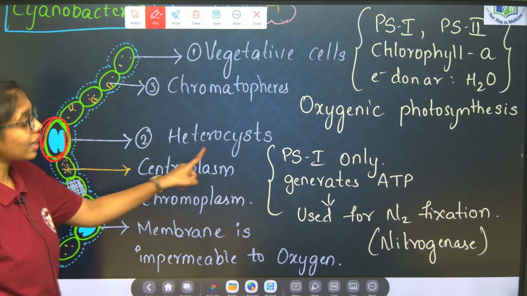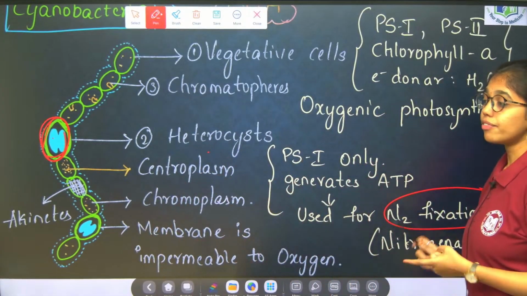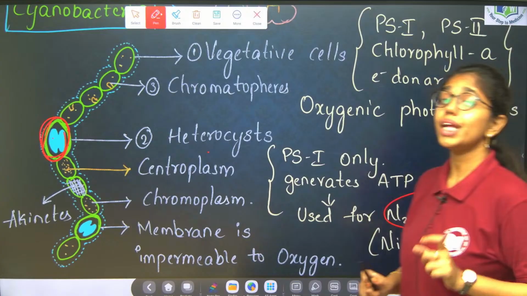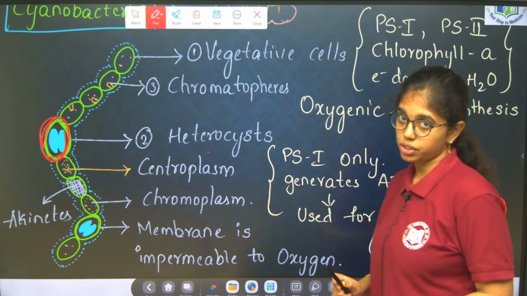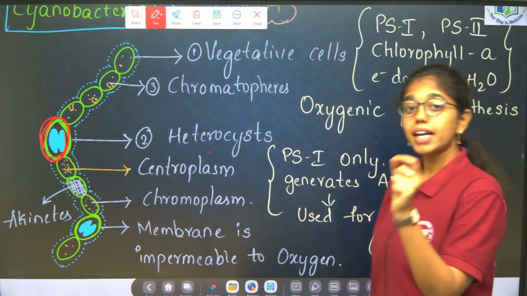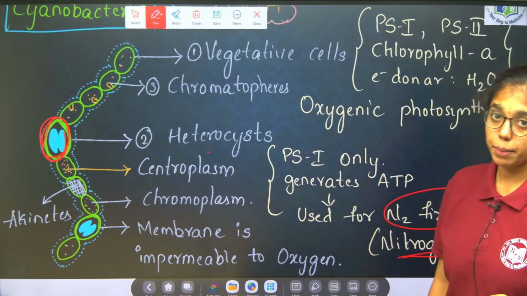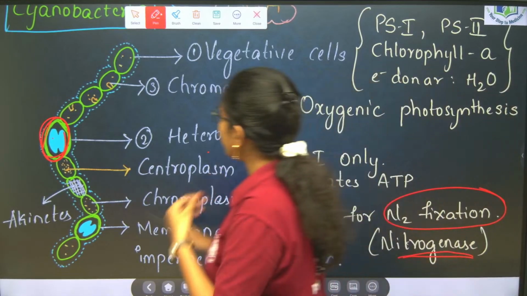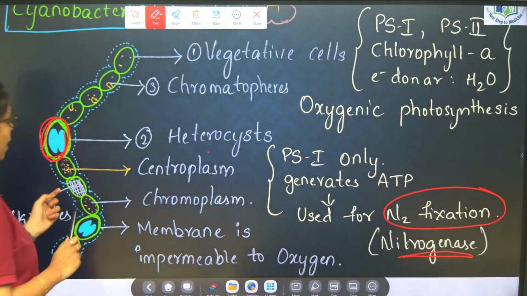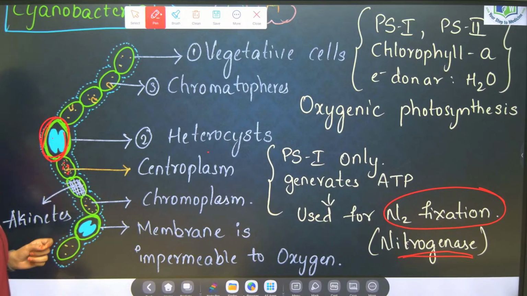heterocysts are purely involved in what function? Nitrogen fixation. And for nitrogen fixation, we need the enzyme nitrogenase. Nitrogenase will function only in anaerobic conditions. Remember that. And here we have colored chromoplasm, the colored peripheral chromoplasm, and at the center non-colored centroplasm is present.